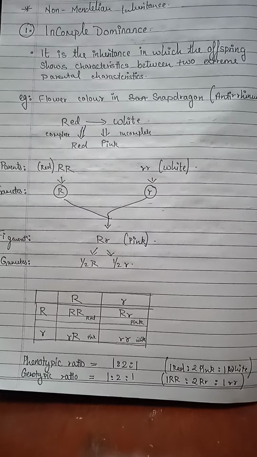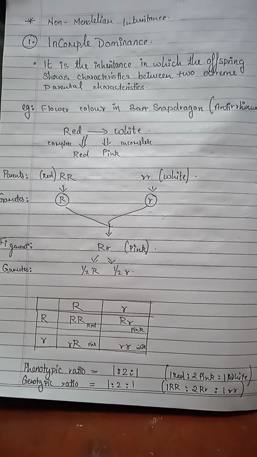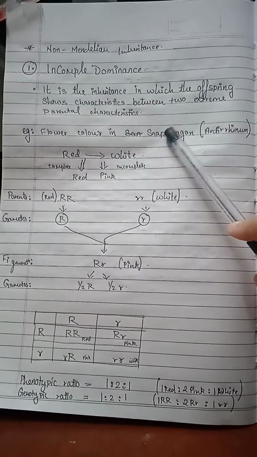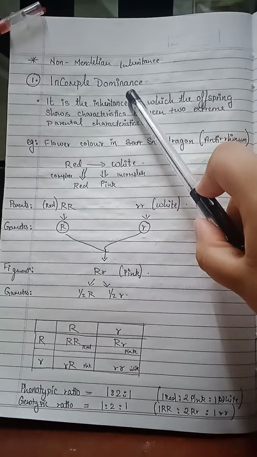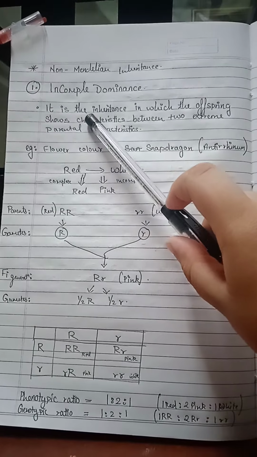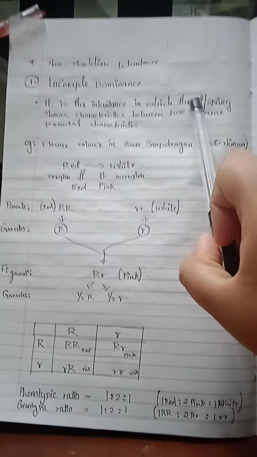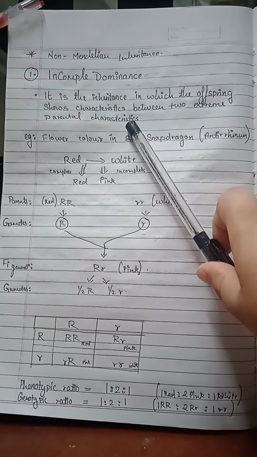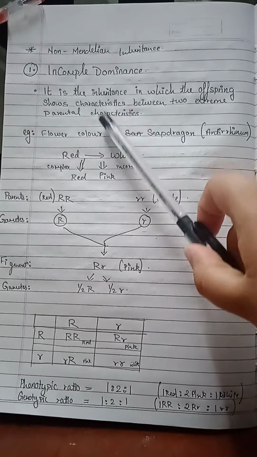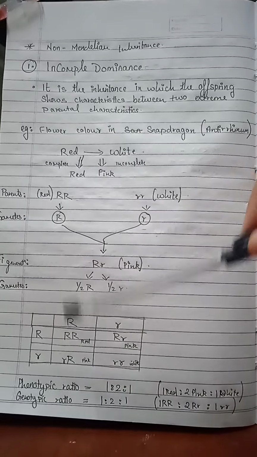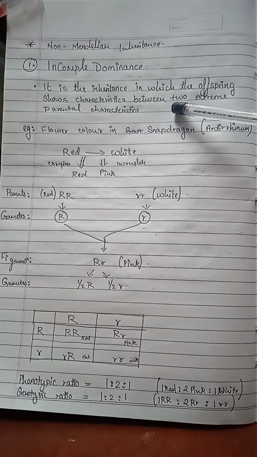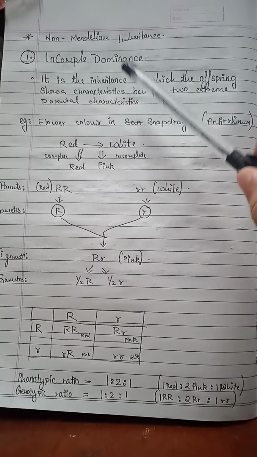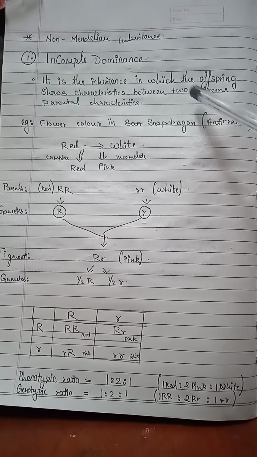Now we move on to the next part of the chapter, which is non-Mendelian inheritance. The first topic we will see is incomplete dominance. Incomplete dominance is the inheritance in which the offspring show characteristics between two extreme parental characteristics. The progeny produced does not show a fully dominant or fully recessive character. It shows the characters between them.